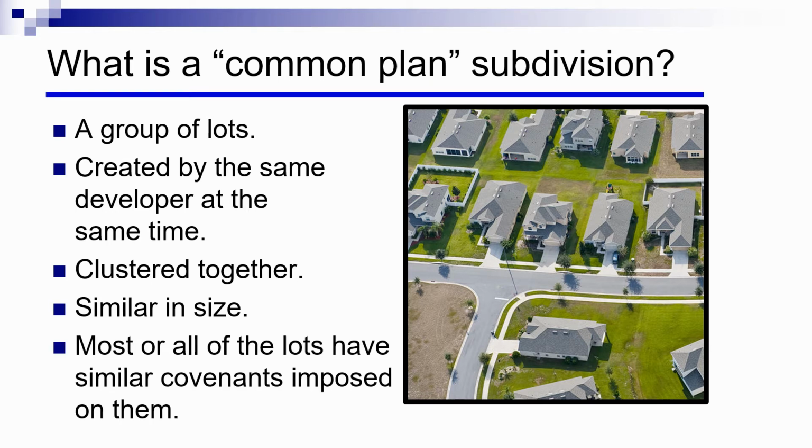Finally, most or all of the lots have similar covenants imposed on them. Now notice that the language there is a little bit vague. It says most or all of the lots. It could be that the covenants were left out of the deeds to some of the lots, but at least the majority, and preferably a little more than a majority of the lots, do have the covenants on them, and the covenants have to be similar. They don't necessarily have to be exactly identical as long as their general thrust is the same. So those are the things we look for in trying to find a common plan.